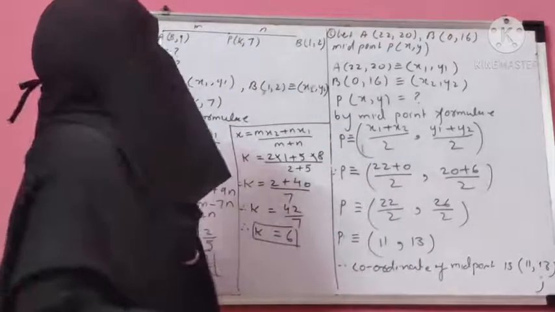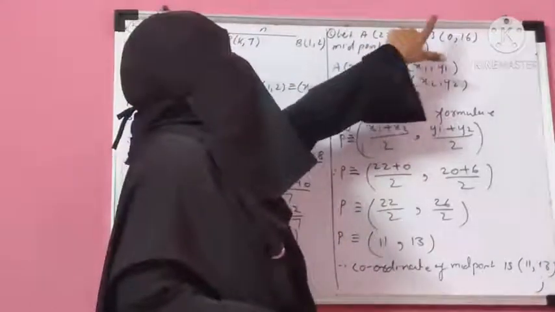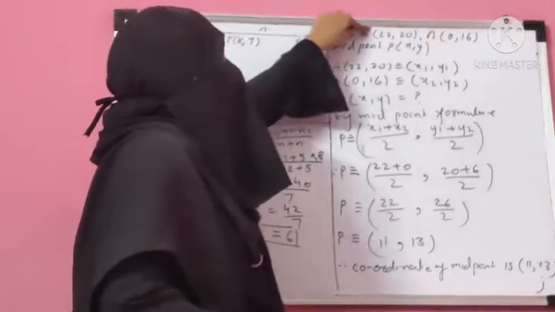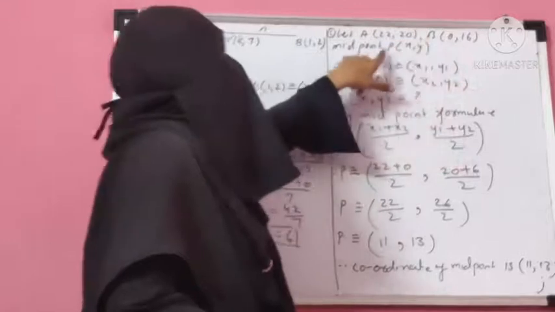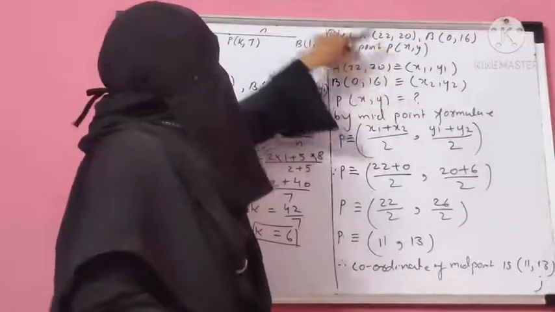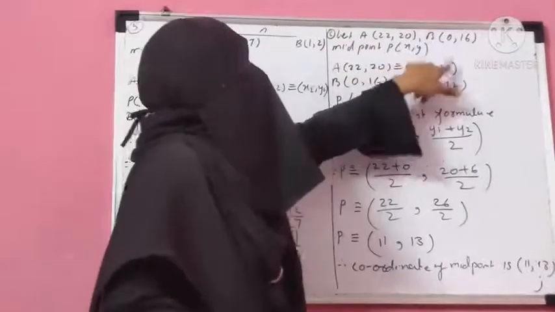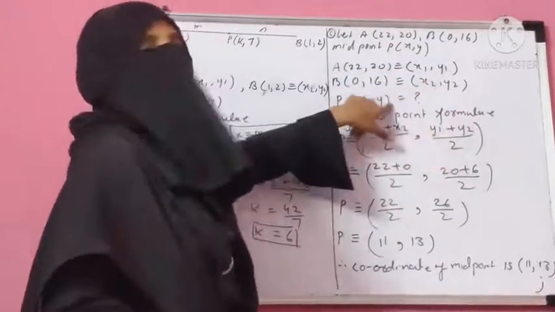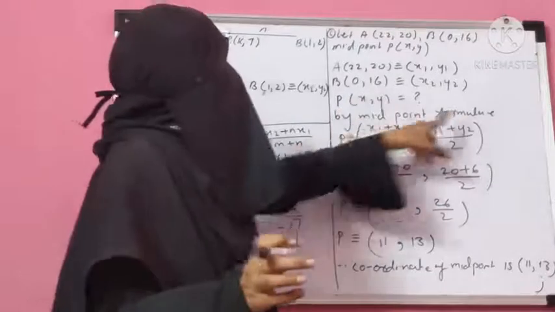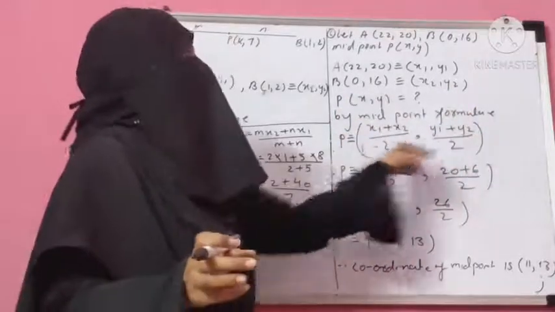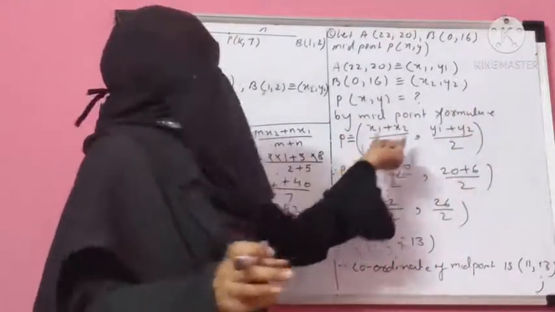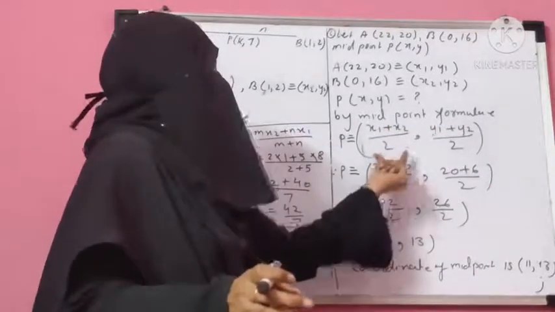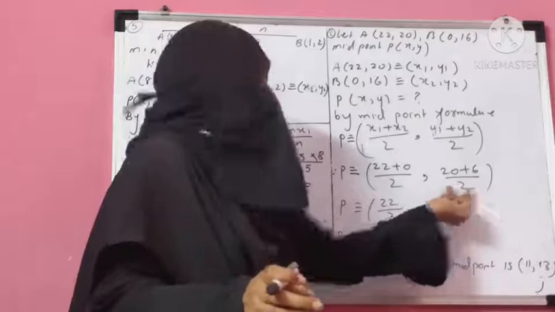Got it? Here in this question you have to find the coordinate of the midpoint of these points. So I suppose this point as A, this point as B, and the midpoint as P. The first point coordinate is x1, y1, the second point coordinate is x2, y2, and we have to find the coordinate of the midpoint. So by the midpoint formula, I am using the coordinate formula, x coordinate comma y coordinate: (x1 plus x2) divided by 2, (y1 plus y2) divided by 2.